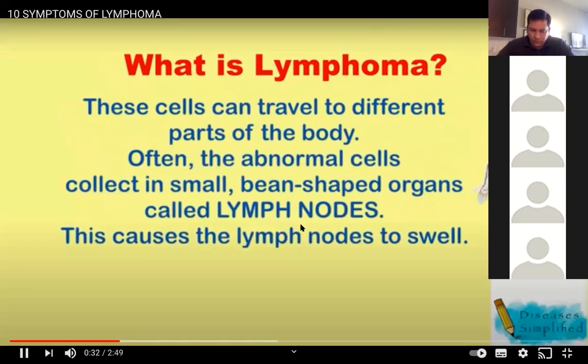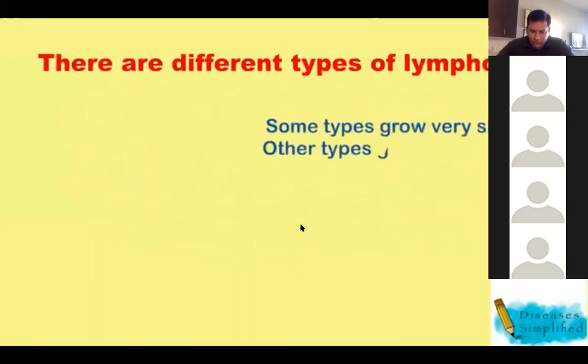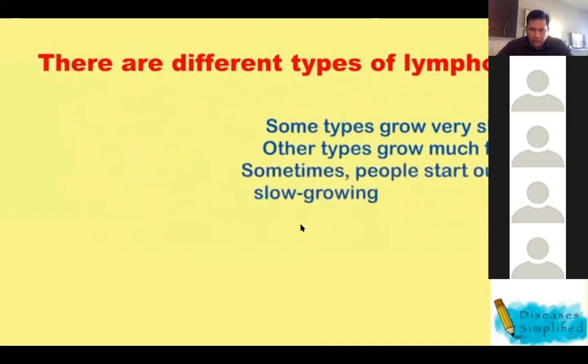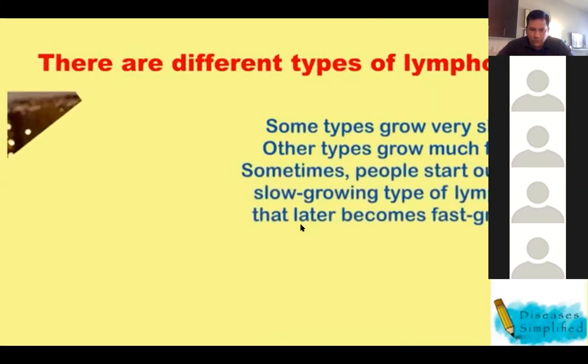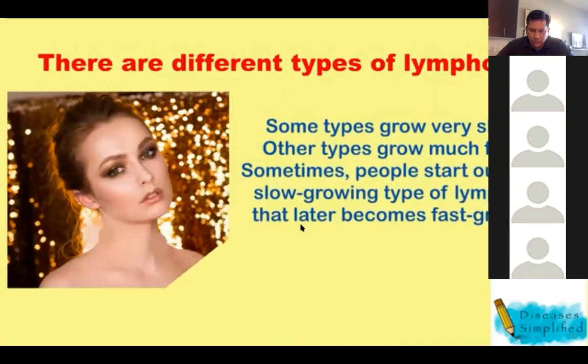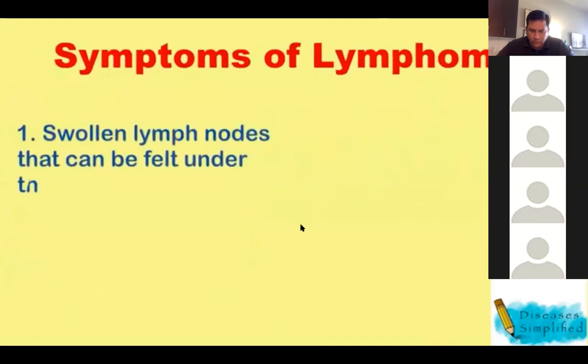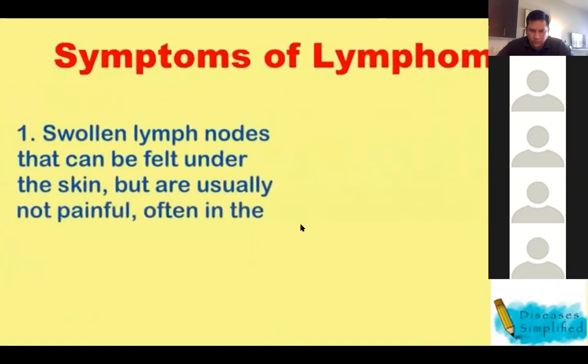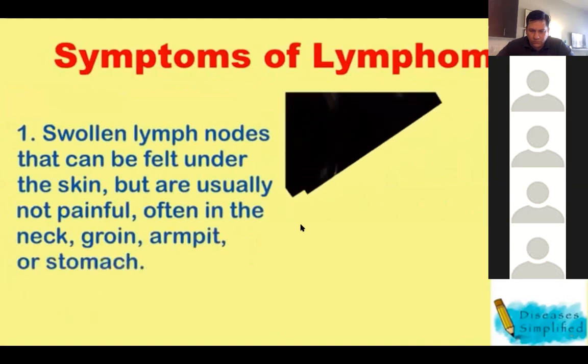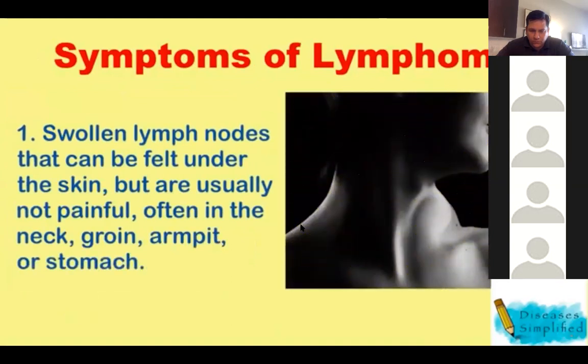This causes the lymph nodes to swell. There are different types of lymphoma. Some types grow very slowly. Other types grow much faster. Sometimes, people start out with a slow-growing type of lymphoma that later becomes fast-growing. 1. The first sign of lymphoma is often one or more large swollen lymph nodes that can be felt under the skin, but are usually not painful. They are often in the neck, groin, armpit, or stomach.